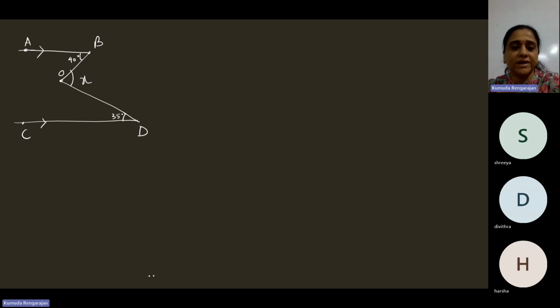The question is, find X. Please draw the figure.